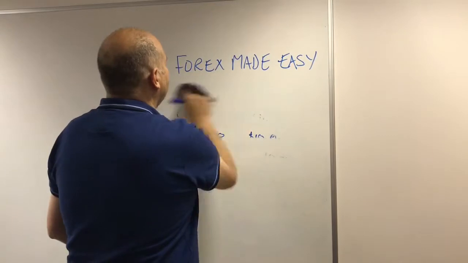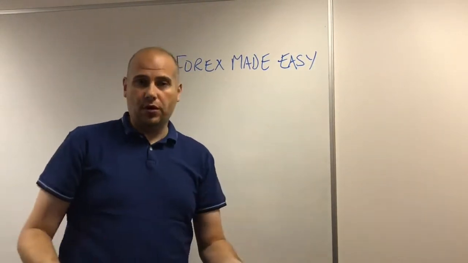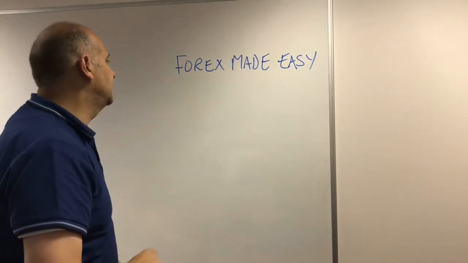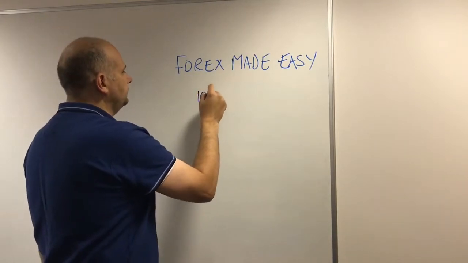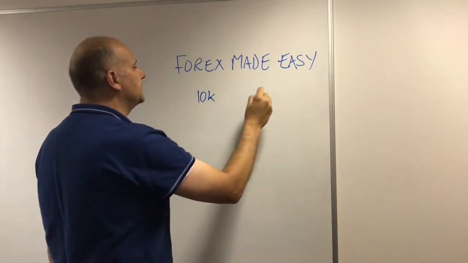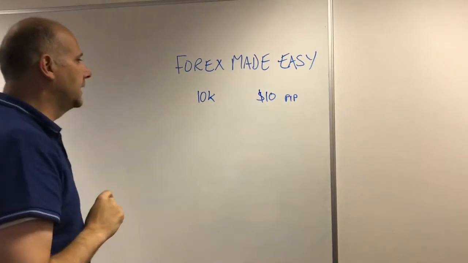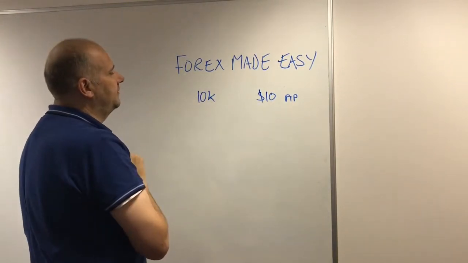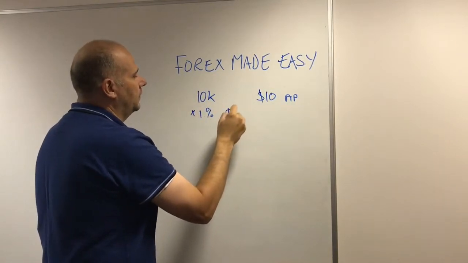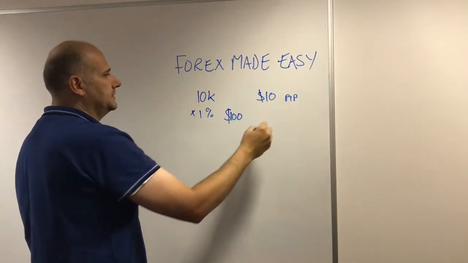Okay, what does that mean now? I want to talk about risk and reward ratio. If we're risking 1%, so let's say we have a £10,000 capital, we've leveraged that by 10 times, so we're trading at $10 a pip. Now, 1% of 10,000 is $100. So how many pips is that? Well, it's 10 pips, isn't it?